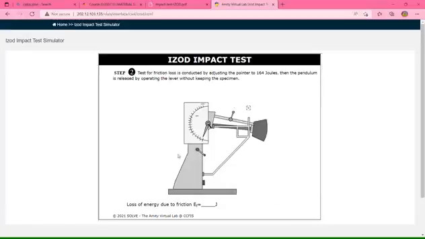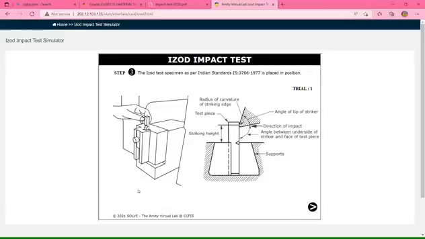Next, for step 2, the test for friction loss is conducted by adjusting the pointer to 164 joules. Then the pendulum is released by operating the lever without keeping the specimen. The loss of energy due to friction, we got 4 joules.